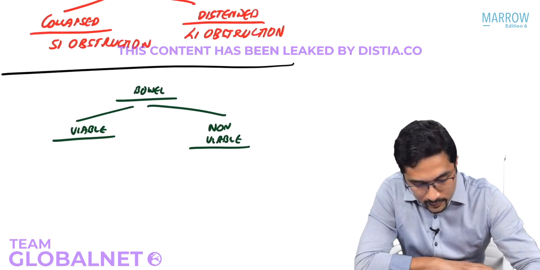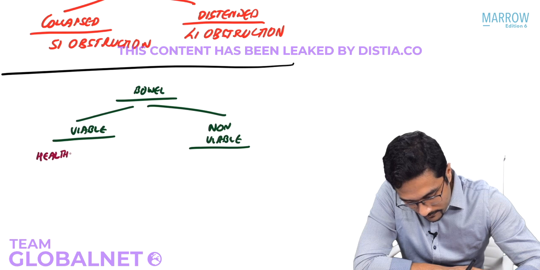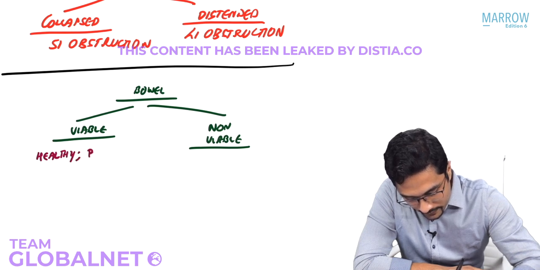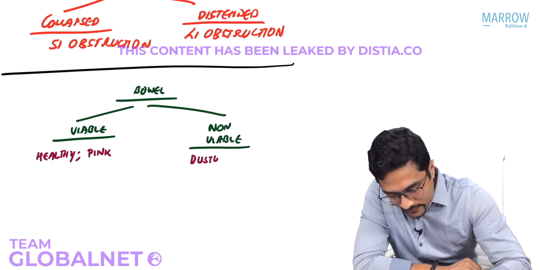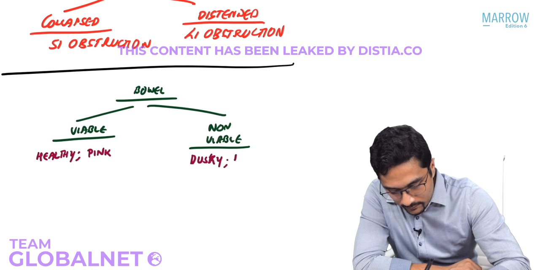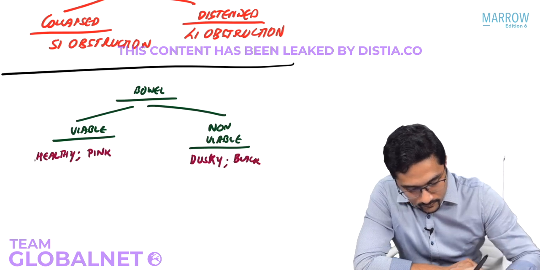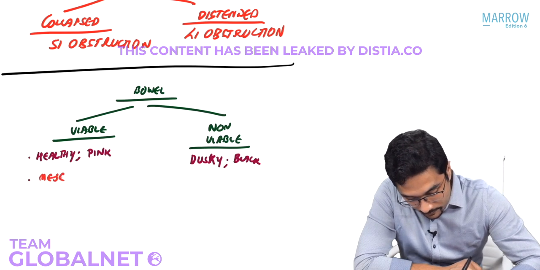So, if it is viable bowel, the bowel will be healthy, pink in color, whereas non-viable bowel will be dusky, black in color. Mesenteric pulsations, so the vessels, mesenteric pulsations will be present.